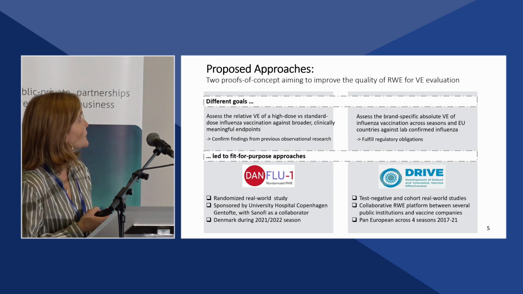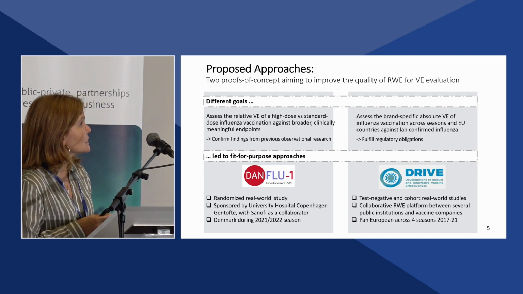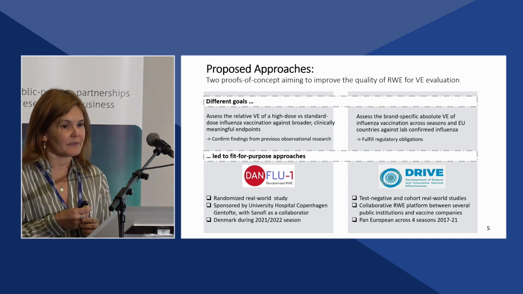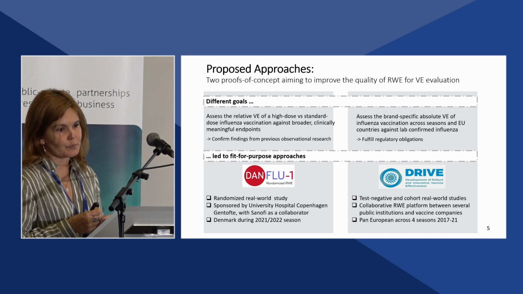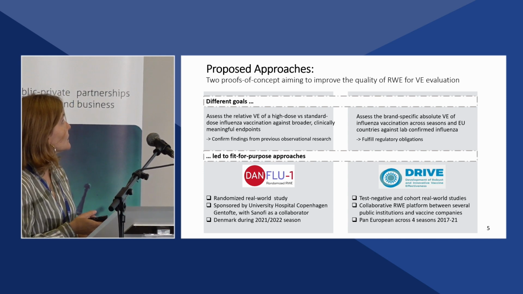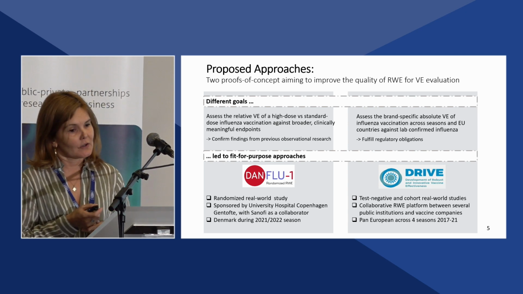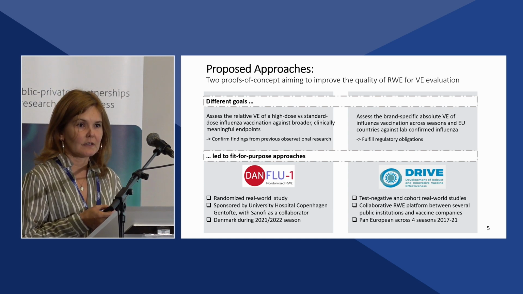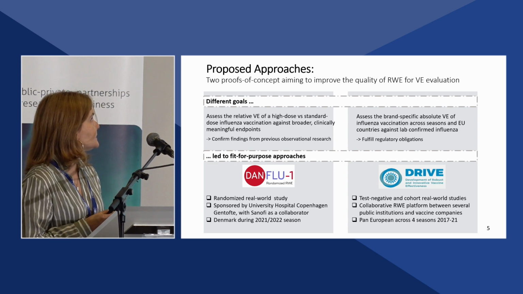So here we are. Those are the two proofs of concept that I would like to briefly present. They have the same goal, but a very different angle and a very different way to approach it. The first one is DAN-Flu1. The objective is to assess the relative vaccine effectiveness of high dose versus standard dose influenza vaccination against broader clinically meaningful endpoints.